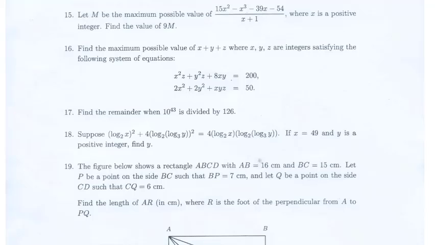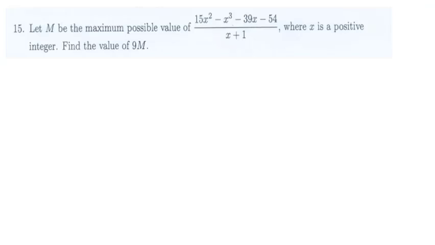SMO 2019 senior section first round problem number 15. Let m be the maximum possible value of this term where x is a positive integer. Find the value of 9m. Okay, let's define it as f of x. I want to consider when it is increasing and when it is decreasing.